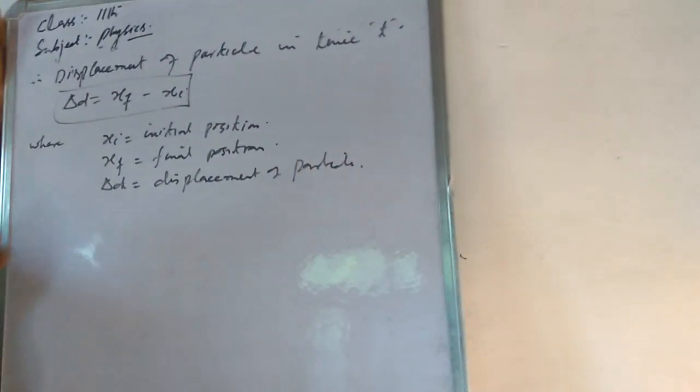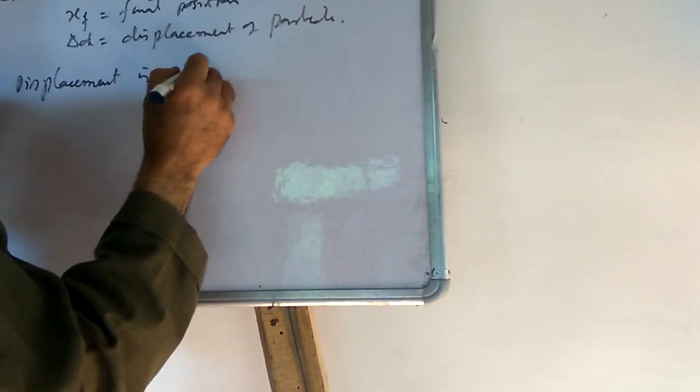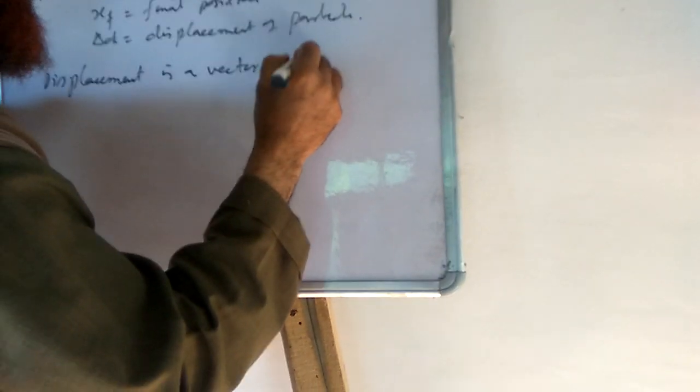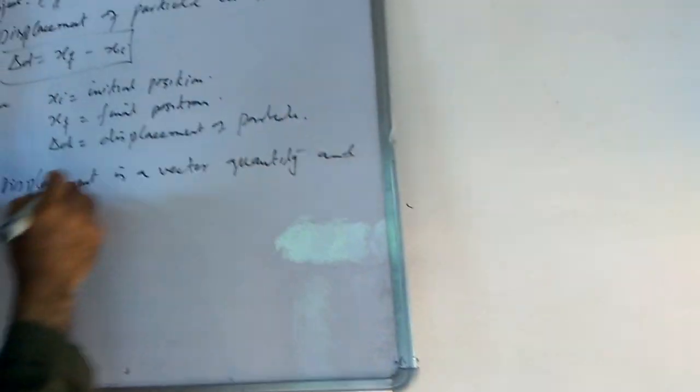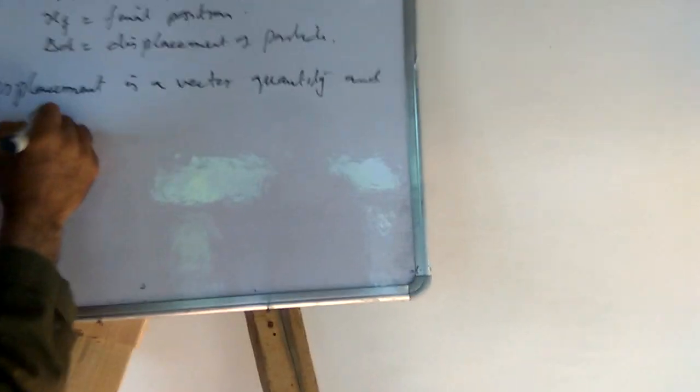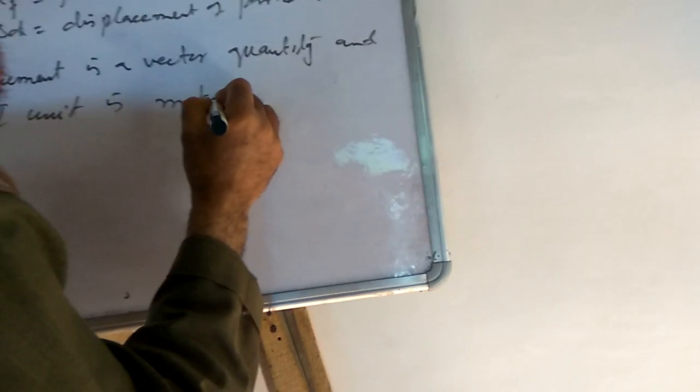Now this displacement, as we know, distance is a scalar quantity as it only has magnitude but no sense of direction, whereas displacement is a vector quantity. Displacement is a vector quantity, and its SI unit is meter.